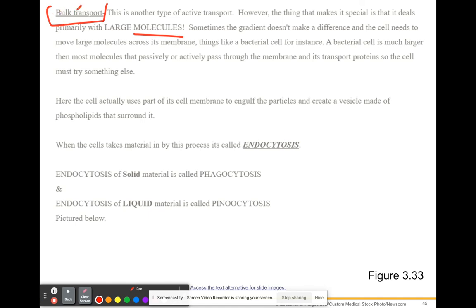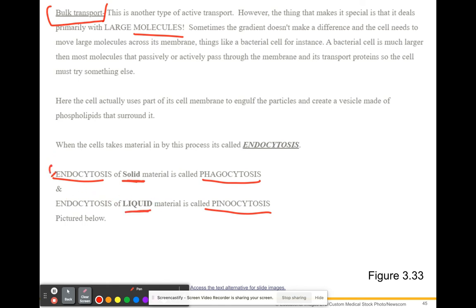And we're doing it in bulk, kind of like when you go to Costco, right? If you went to just a supermarket, you can buy a can of tuna. You go to Costco, you got to buy 6 cans of tuna, right? It's in bulk. So there are two types of bulk transport. There's endocytosis, which could also be called phagocytosis, which is the movement of solids across a membrane. And then you have pinocytosis, which is endocytosis again, but it's the movement of liquid.